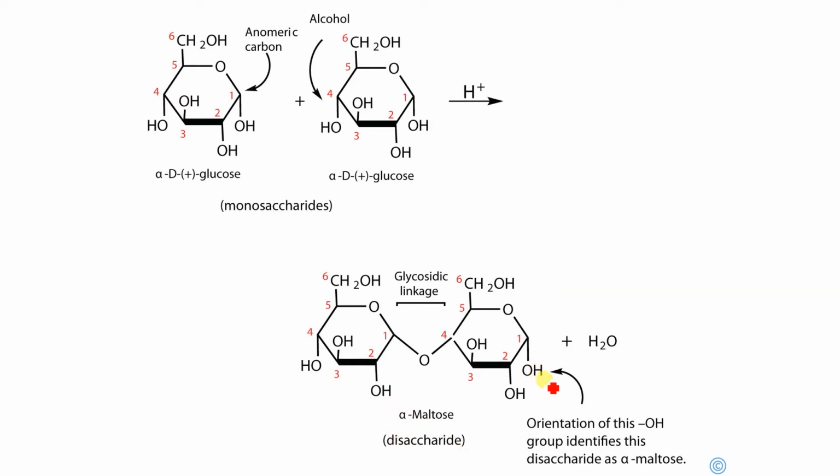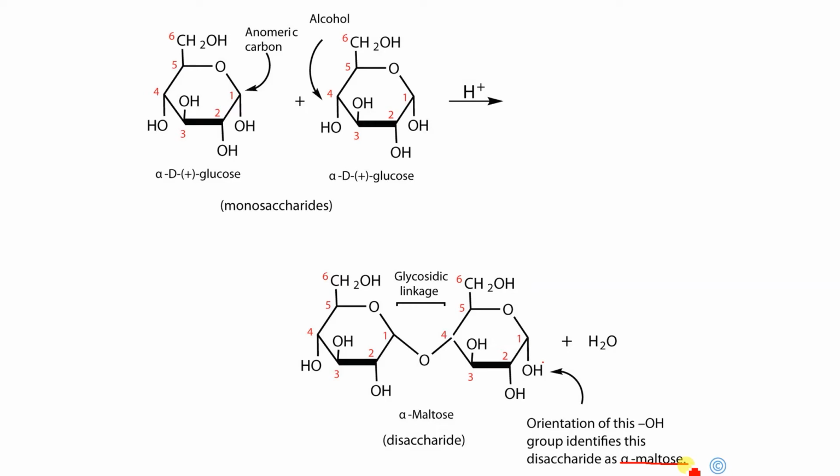This OH group, as I told you, if it is downside, that means it is inside the ring, and that means it is alpha. So the orientation of this OH group identifies this disaccharide as alpha maltose. Alpha. Why? Because the OH is downside. That means it will be alpha maltose. अगर यही OH ऊपर की side होता तो what it will be? It would be beta maltose.